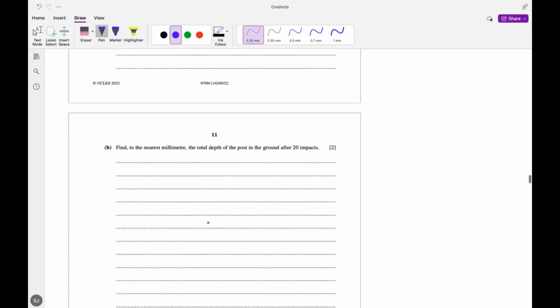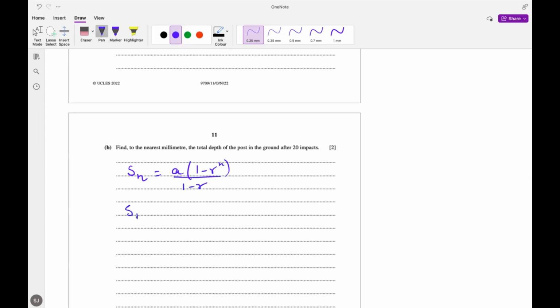In part B, we have to find the total depth of the post in the ground after 20 impacts. As it is talking about the total depth, it means we'll have to apply the sum formula, which is a into 1 minus r to the power n upon 1 minus r.